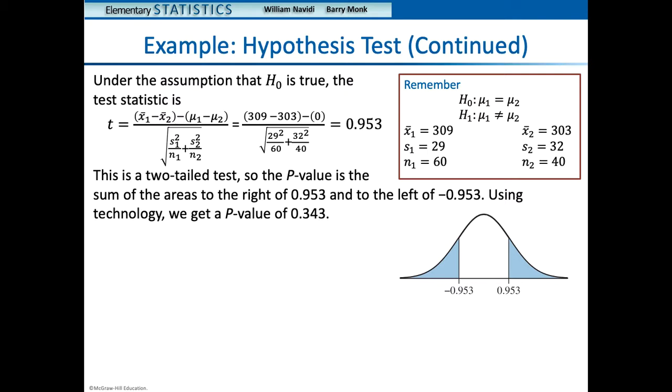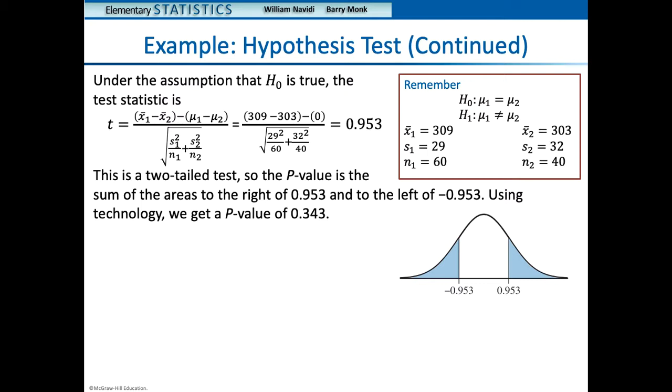If you use the table to estimate the p-value, and this would be a good exercise for you to try at home just to get comfortable with the table, right? We would find our degrees of freedom would be based off of the smaller of the two samples, right? So we would choose sample size of 40, and that means the degrees of freedom would be 39, right?